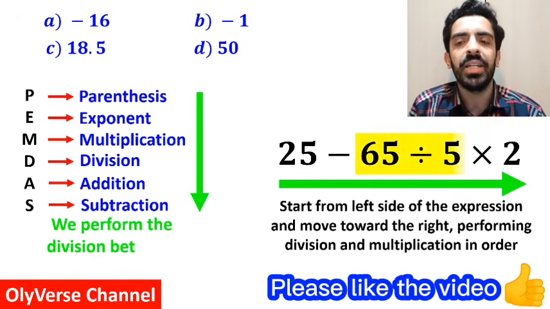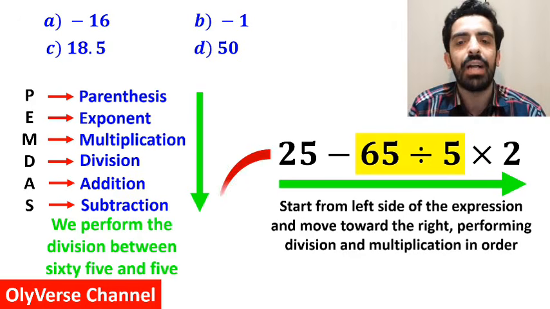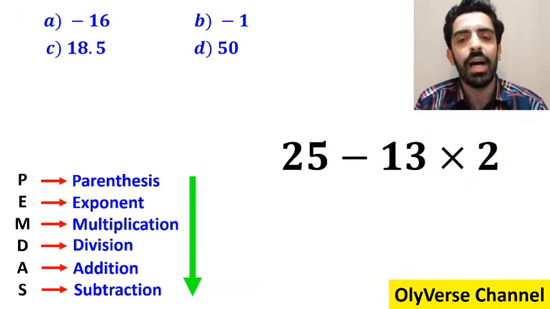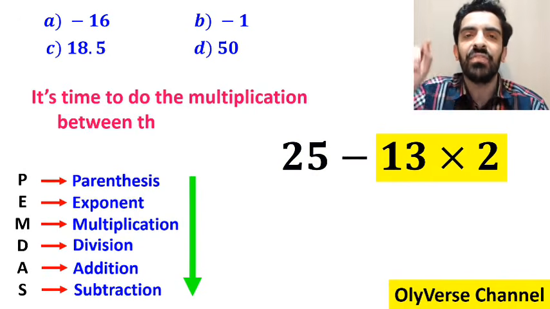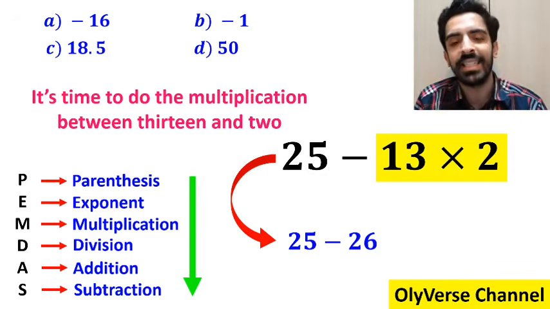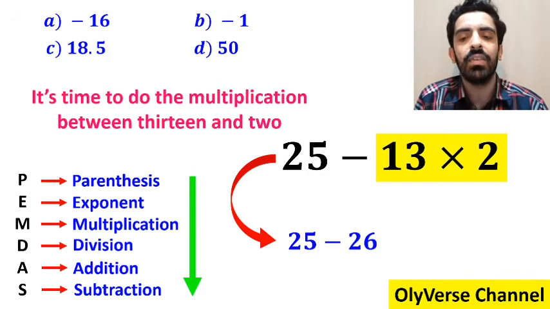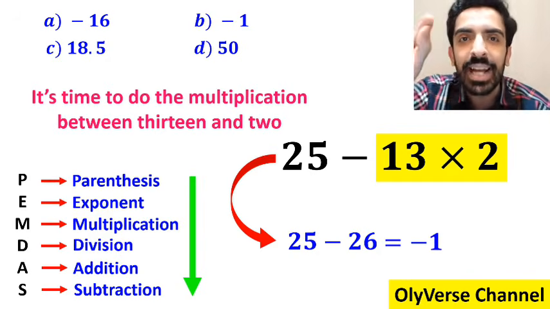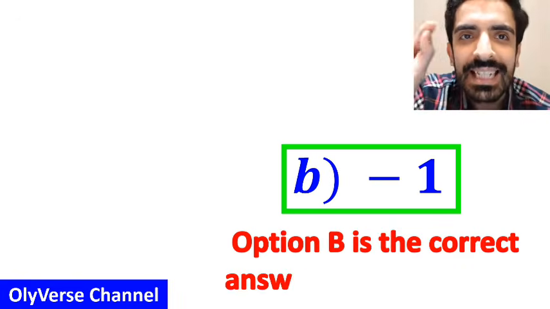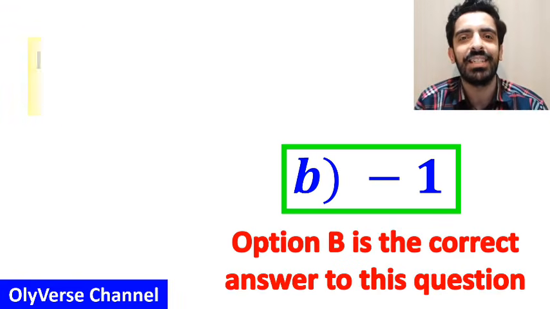So, first we perform the division between 65 and 5, and this expression simplifies to 25 minus 13, then multiplied by 2. Now, it's time to do the multiplication between 13 and 2, which gives us 25 minus 26. And finally, the value of this expression is equal to negative 1. That's great. Option B is the correct answer to this question.